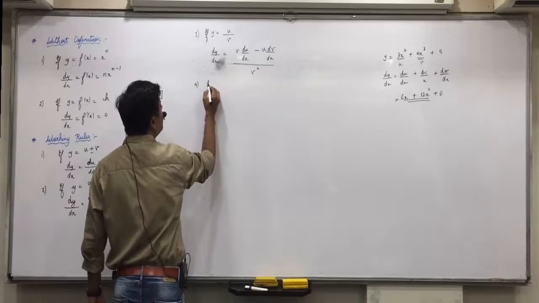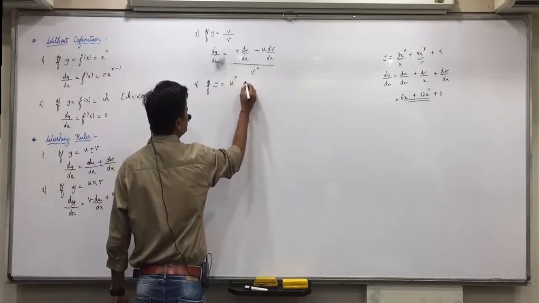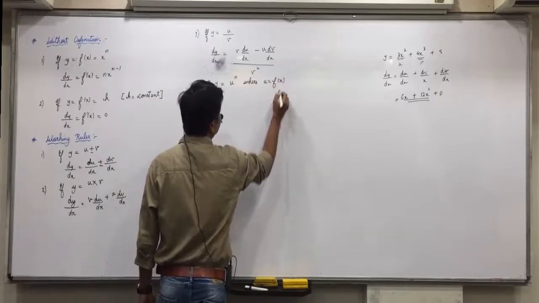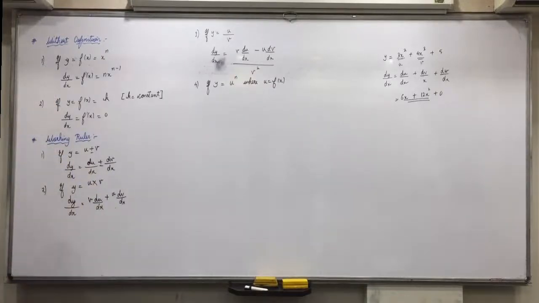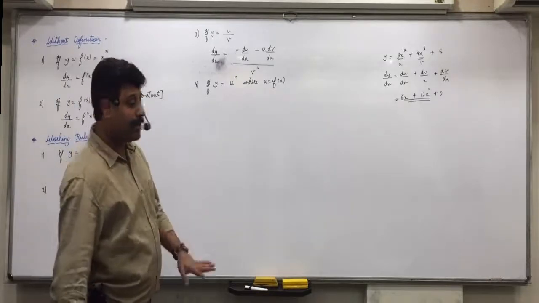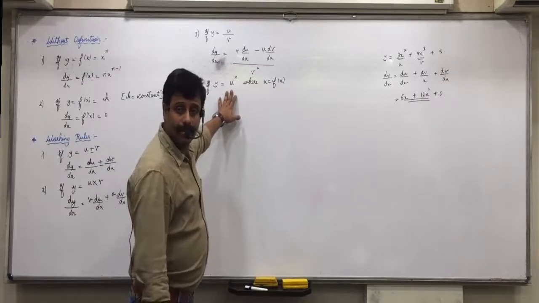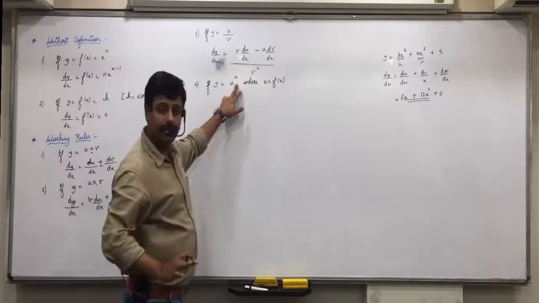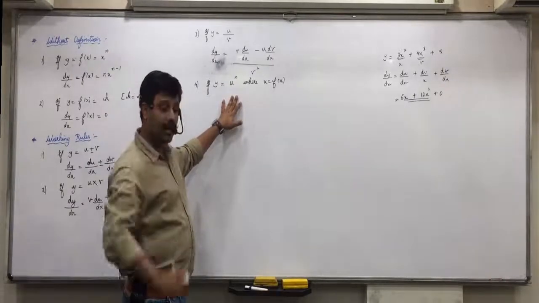And if y equals u raised to n, where u is a function of x. y is not directly a function of x, but y is u raised to n and u is some function of x. Means let us say u is 2x plus 7 and the power n is 9. Then you will apply this rule: 2x plus 7 whole raised to the power 9.